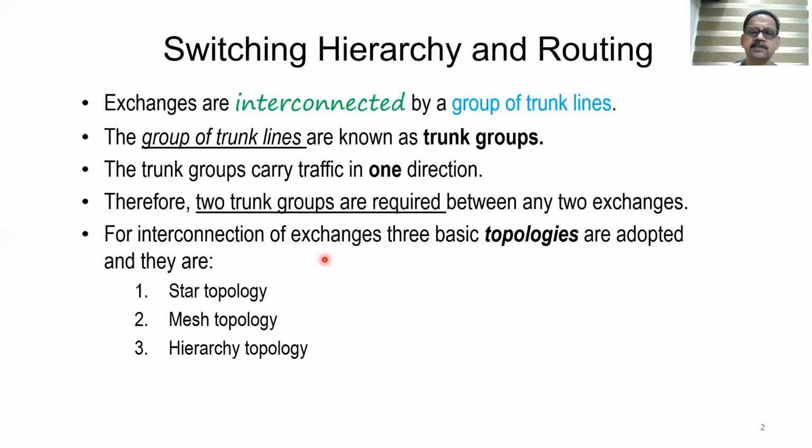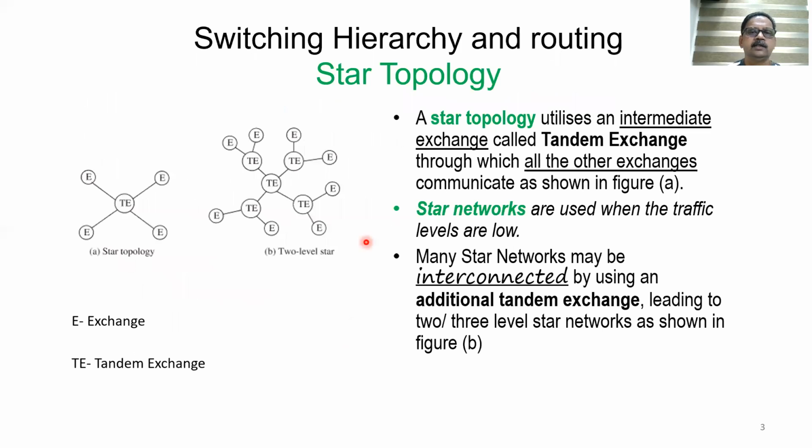Then for interconnection of these exchanges, we adopt different topologies. There are mainly three topologies. One is star topology, the other one is mesh topology, and the third one is hierarchy topology. So we will try to understand the basic concepts of these three topologies with the help of these diagrams. First we will discuss star topology.